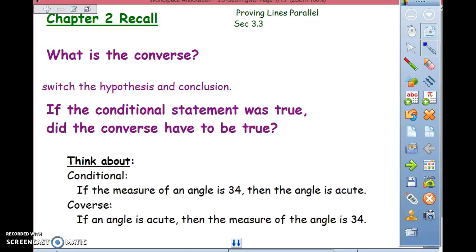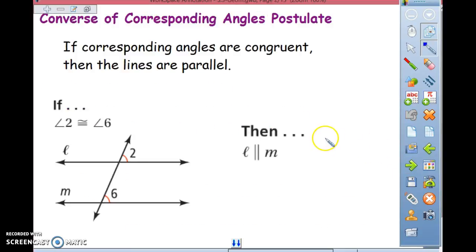If the conditional statement was true, did the converse always have to be true? No, it didn't. Let's think about it. If the measure of an angle is 34, then the angle is acute. The converse of that is, if the angle is acute, then the measure of the angle is 34. And that would not be a true statement. Today we're going to be working with converses.